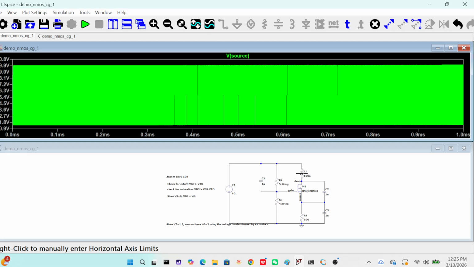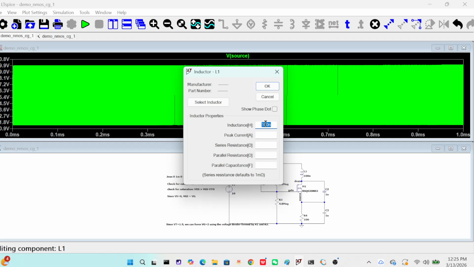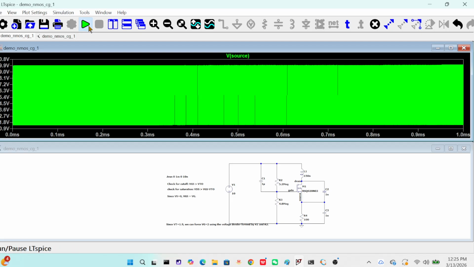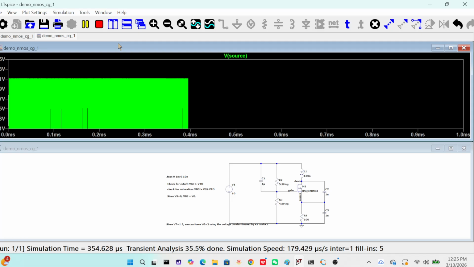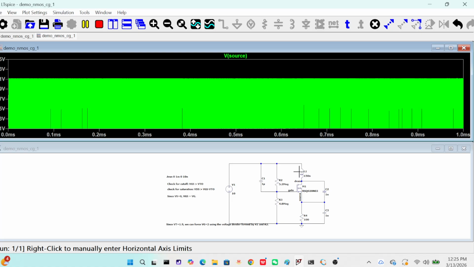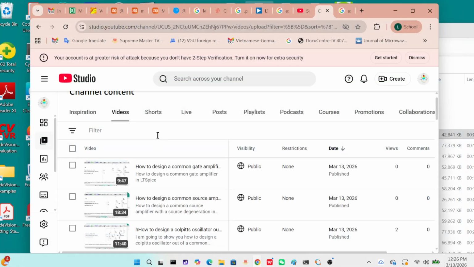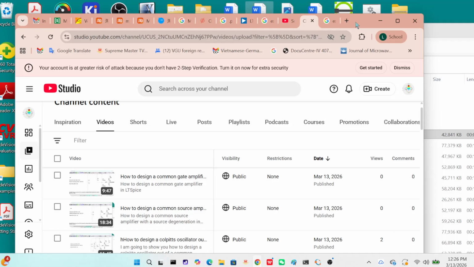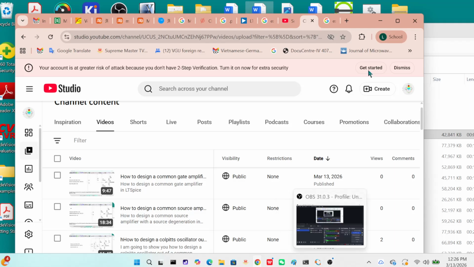Of course, you can make it even more. Let's see if you can make it 50. Perhaps it will be better. So indeed, it is better. Now I'm telling you, if you have an inductor here, you will most likely get rail to rail oscillation. It shouldn't be difficult. Okay. I think it's done.